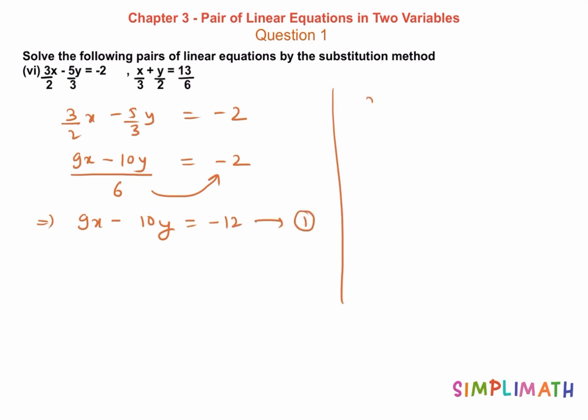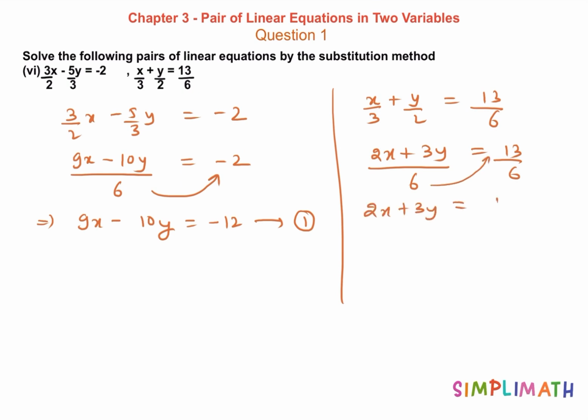Now the second equation is x by 3 plus y by 2 equals 13 by 6. Now again we take the LCM on the LHS. So we have 2x plus 3y by 6 equals 13 by 6. Now we take 6 to this side. So we have 2x plus 3y equals 13 by 6 into 6. So 6 and 6 get cancelled. So we have 2x plus 3y equals 13. So this is our equation number 2.